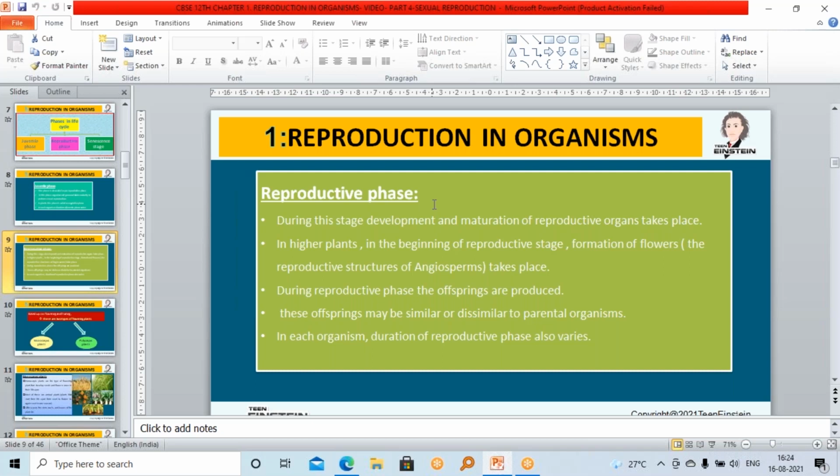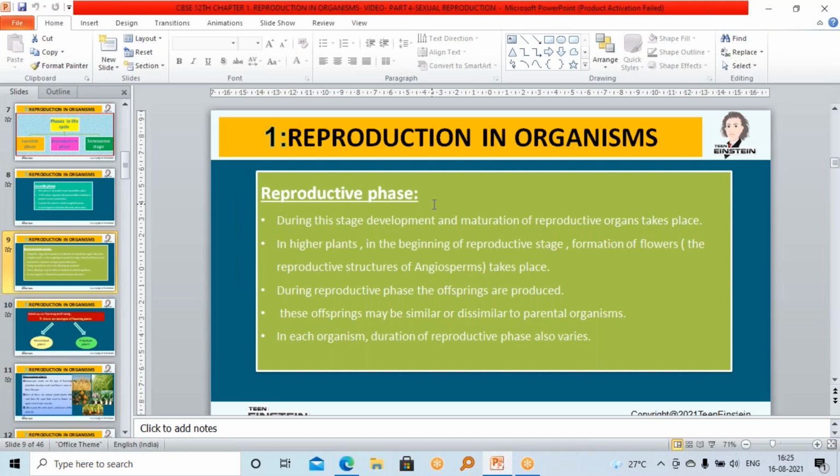Next is the reproductive phase. After the juvenile phase, the organism's body is ready for the next stage. Which is the next stage? The reproductive stage, and in this, the development and maturation of reproductive organs take place. The organism's body is ready for reproduction. So in the reproductive phase, what is happening? The development and maturation of reproductive organs. The normal body condition is not enough to undergo this reproductive phase.